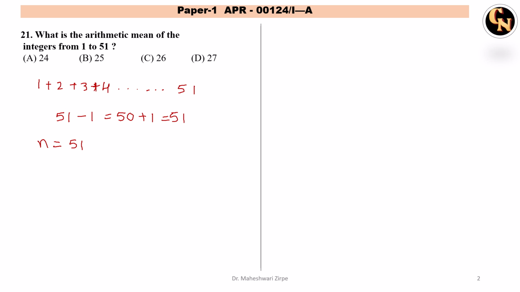So n is 51. If you have to find out the arithmetic mean, first of all you should know the sum of all these numbers, then you can find the arithmetic mean. Arithmetic mean is denoted by x bar, your normal mean. It is the summation of all the numbers, x1 plus x2 plus x3 and so on up to xn, upon n. This is the formula for mean according to statistics.